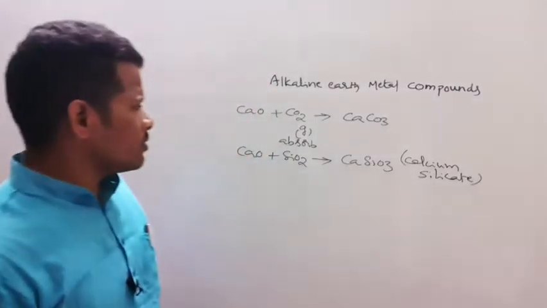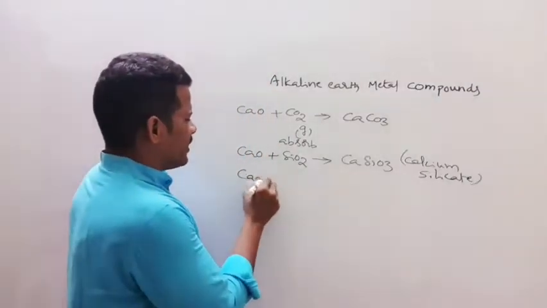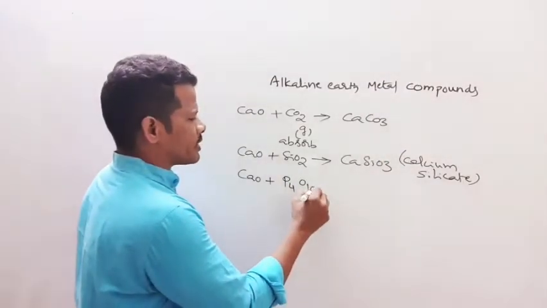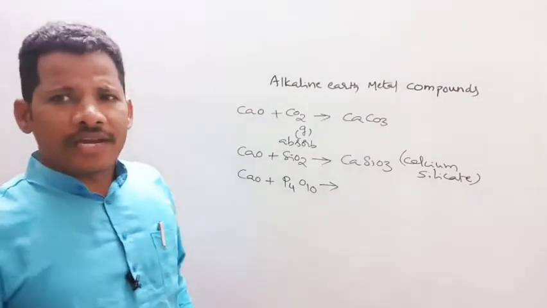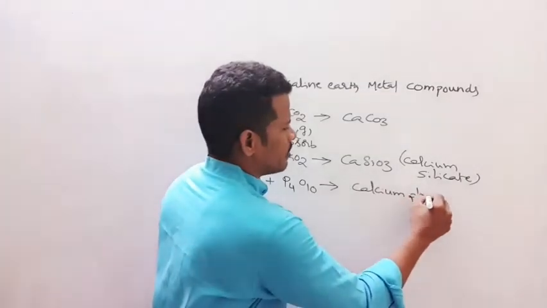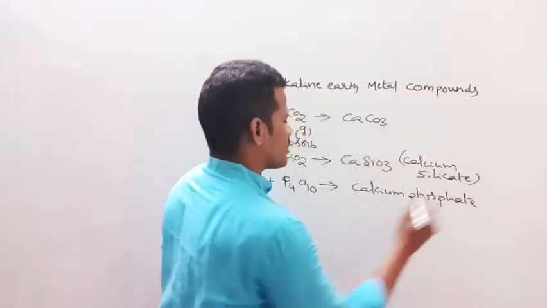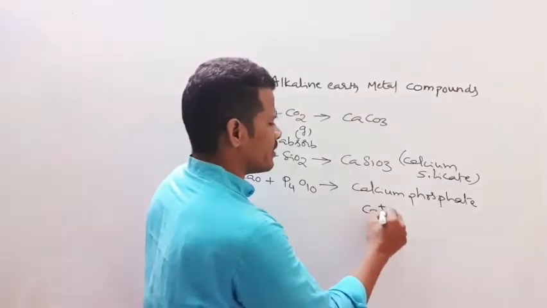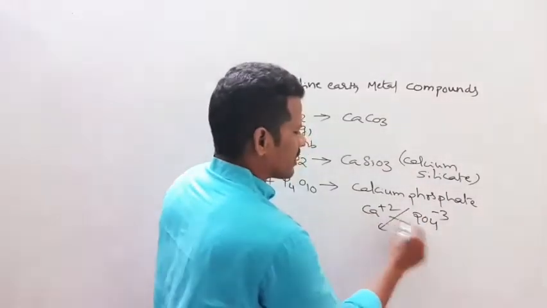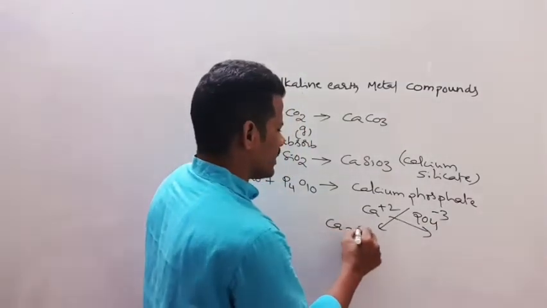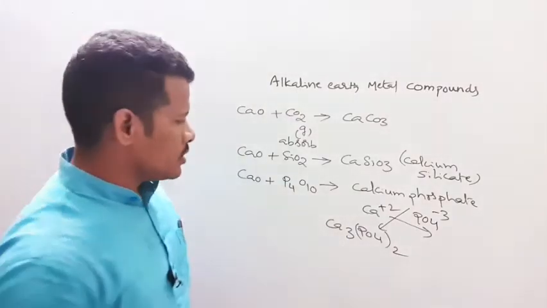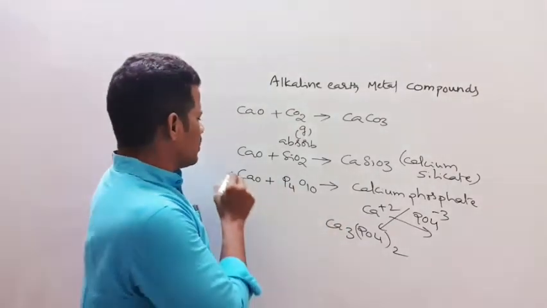Okay. Now for example, if it reacts with phosphorus P4O10, which is also a non-metal oxide, finally you get the compound calcium phosphate. So remember, calcium phosphate. For its formula, calcium ion is in +2 state and phosphate ion PO4 is in -3 state. On crisscross you get the compound Ca3(PO4)2. Calcium phosphate is formed. How many calciums are there? Here 3 calciums are there.